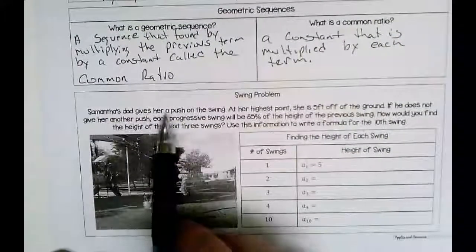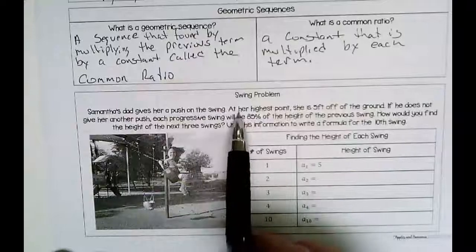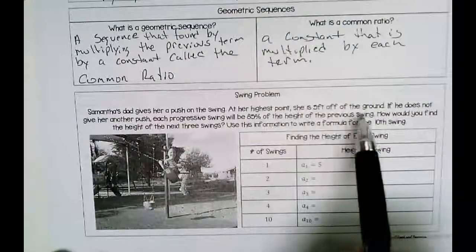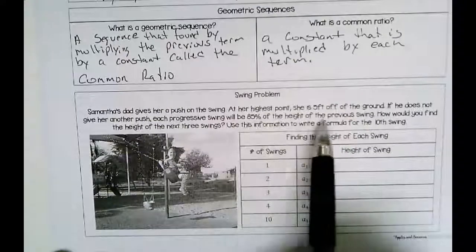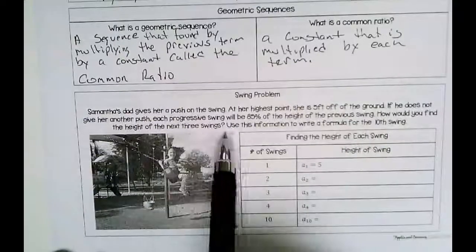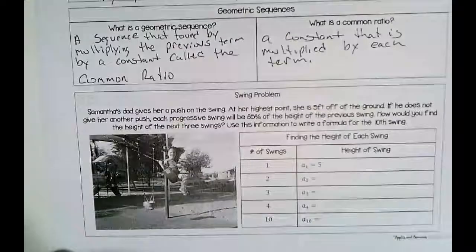Samantha's dad gives her a push on the swing. At her highest, she is 5 feet off the ground. If he doesn't give her another push, each swing will be 85% of the previous swing. How would you find the height of the next 3 swings? Use this information to write a formula for the 10th swing.